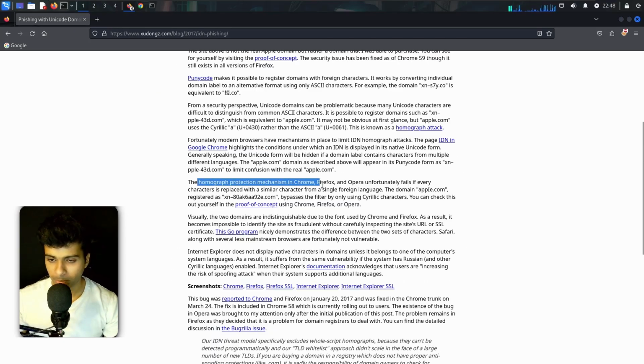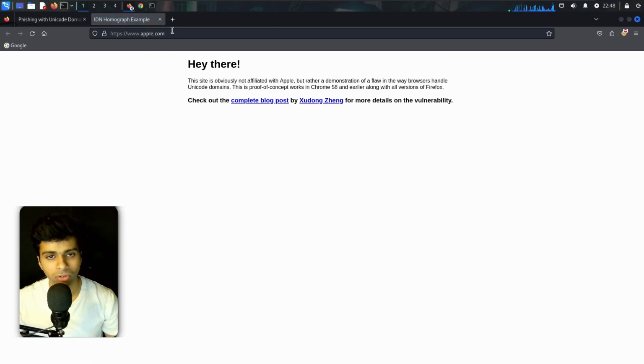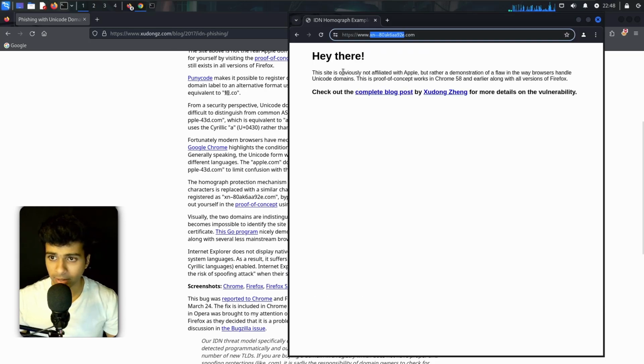The homograph protection mechanism in Chrome, Firefox and Opera unfortunately fails if every character is replaced with a similar character from a single foreign language. The domain apple.com registered as this bypasses the filter by only using Cyrillic characters. You can check this out for yourself in the proof of concept. Let's see if this renders. Yes, of course it does for Firefox. Does this render in Chrome? Nope, it does not. So it looks like Chrome has actually gone ahead and updated their policy again.